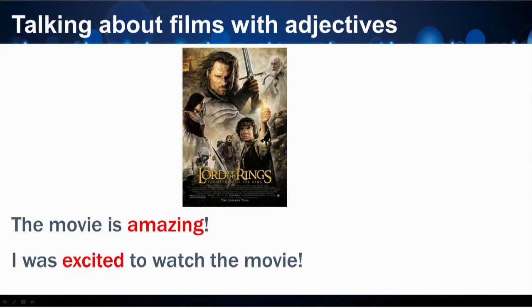So when you're watching films, you might want to describe your feelings. So at that time, you can use adjectives. So The Lord of the Rings is one of my favorite films. And I will say, oh, the movie is amazing. And I was so excited to watch the movie. So the words in red, amazing and excited, these are adjectives that we use to describe our feelings.